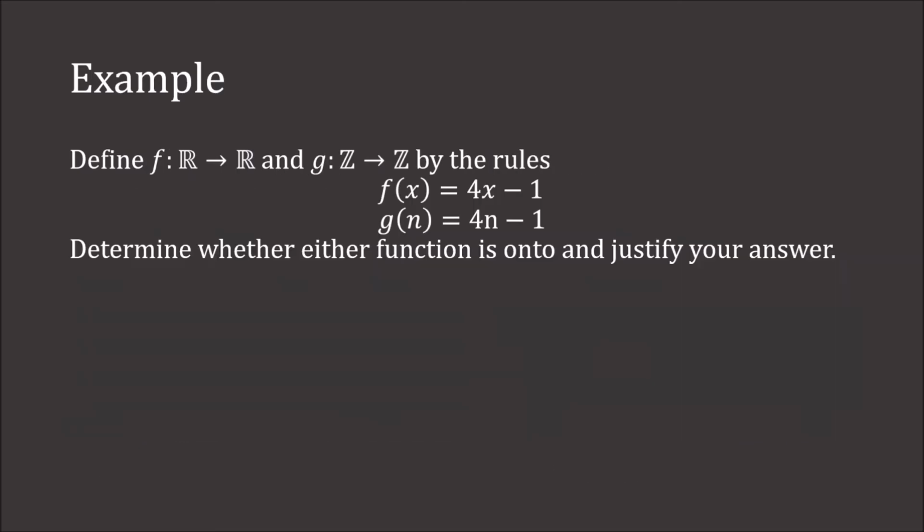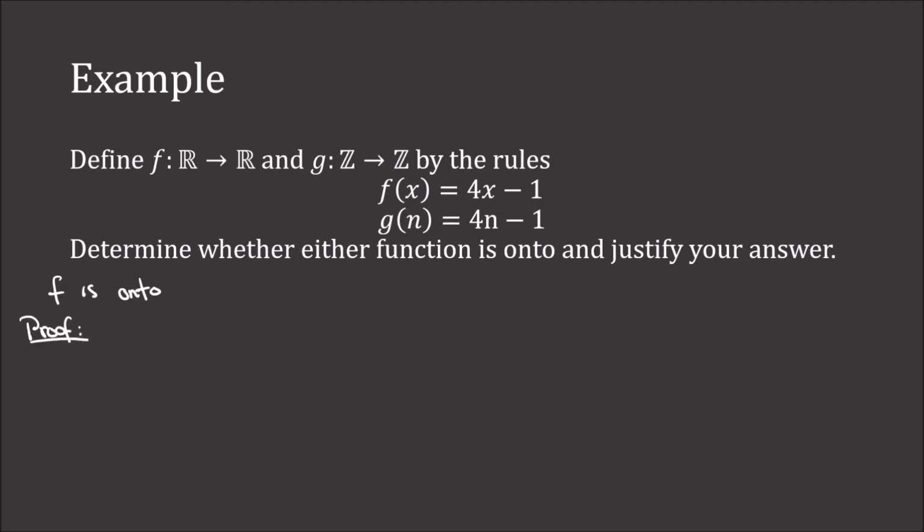Let's now look at functions on infinite sets. So we have 2 functions, f from the reals to the reals, g from the integers to the integers, and they are defined: f of x is 4x minus 1, g of n is 4n minus 1. I wish to determine whether either of these functions is onto, and again justify the answer. So we look at f, and we want to determine if it is onto. Well, this actually is onto. All of the real numbers are covered by this function.